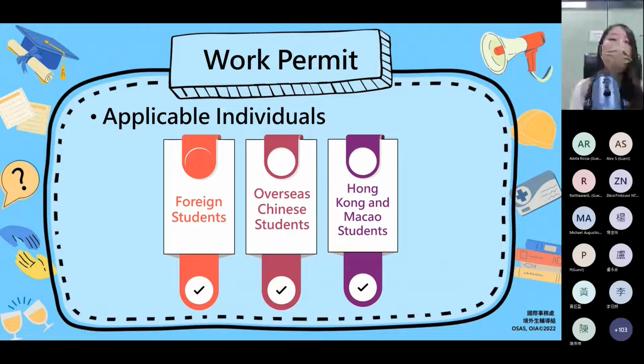If you are a current student of Taipei Tech and if you are qualified for one of these statuses, you can apply for work permits. First, foreign students. Second, overseas Chinese students. Third, Hong Kong and Macau students.